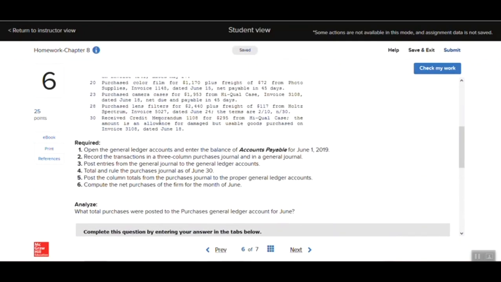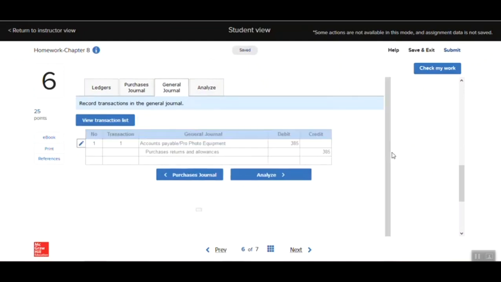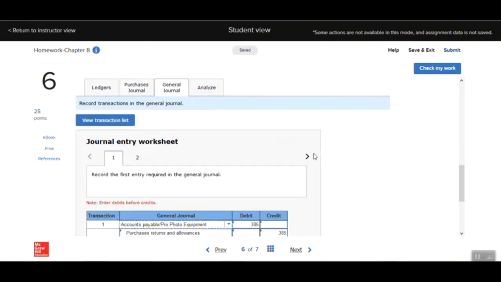And then the last one is a credit memorandum. So that one's a lot like the earlier one we did that won't fit because it includes a debit to accounts payable and a credit to purchase returns and allowances, so it cannot go in the purchases journal. So we're going to jump back over to the general journal. Enter the second entry.